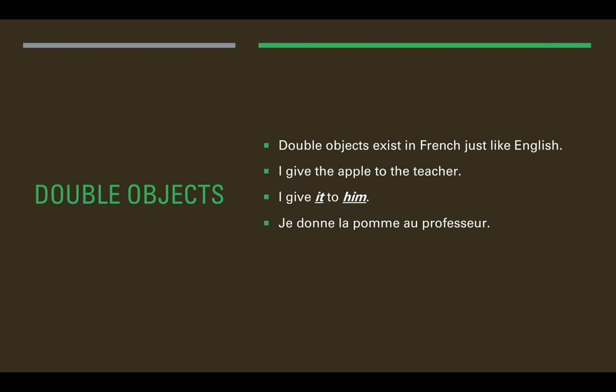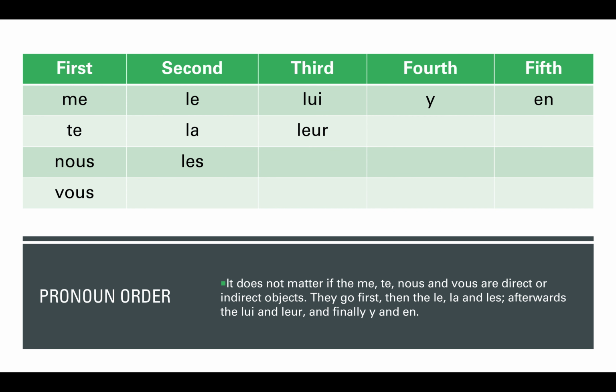Or, I'm sorry, we know it's masculine as the word is masculine. We don't know if the teacher is male or female, and we don't care because it's an indirect object pronoun. So I give the apple to the teacher is going to be I it to him give, or I it to her give. And that's going to be je le lui donne. Okay, so let's talk a little bit more about that here.